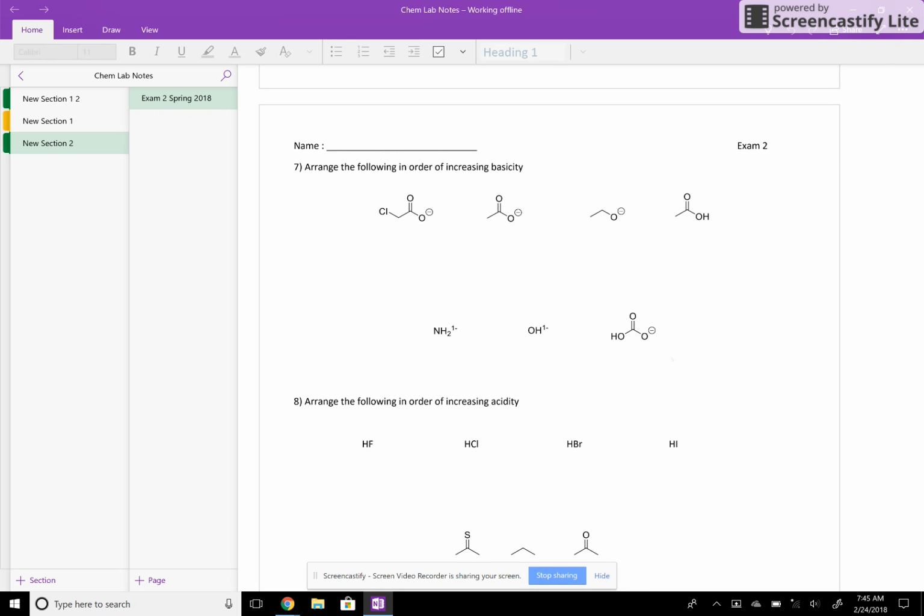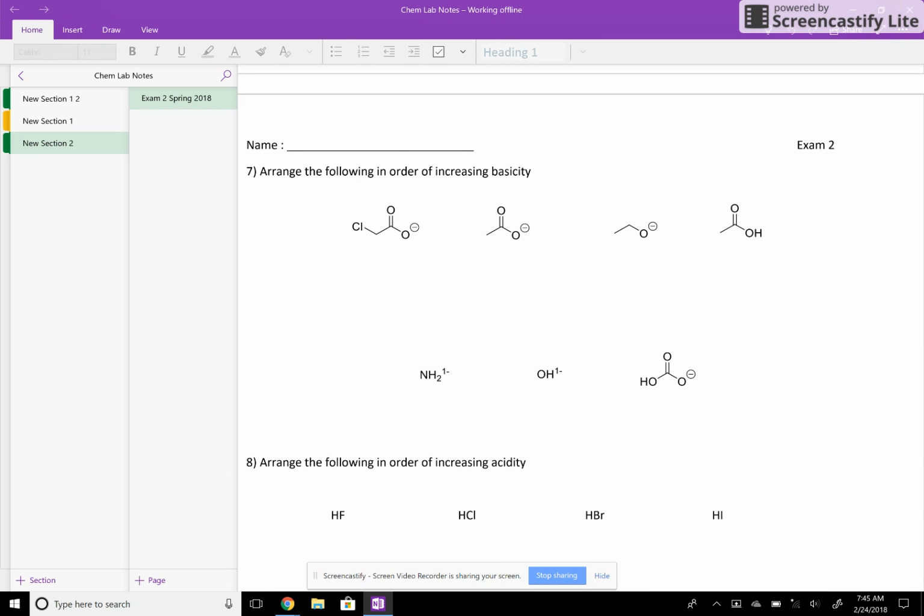So let's take a look at number 7 on the exam. It's asking us to arrange the following in order of increasing basicity. Now, for simplicity's sake, or for a little bit of clarification, I was trying to ask you to look at this group versus that group as separate ones. But some of you went through and arranged all 7 of them, which is fine. Either way would be an acceptable answer. But we'll just break these apart group by group.